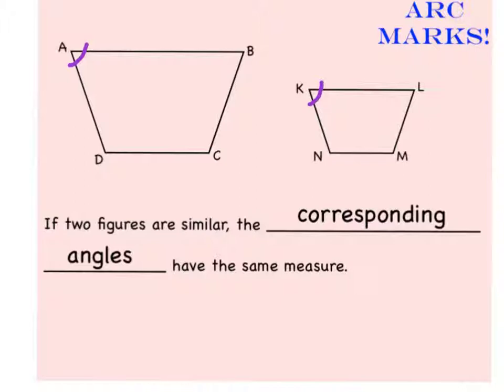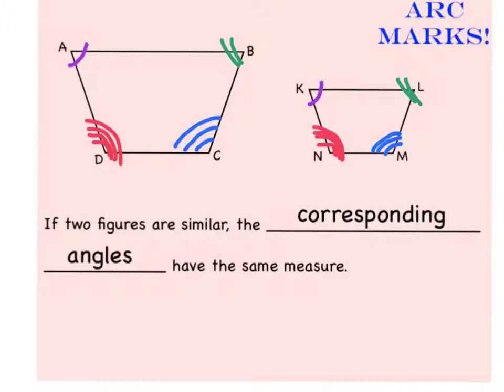Okay, now I'm going to double arc angle B, and that corresponds with angle L. So I'll put a double arc there. I'm going to move on to angle C, and you guessed it, I'm going to triple arc mark that angle and its corresponding angle in the small figure, angle M. And last but not least, we're going to put 4 arc marks on angle D and its corresponding angle, angle N. Now we want to keep in mind that corresponding angles of similar figures have the same measure.